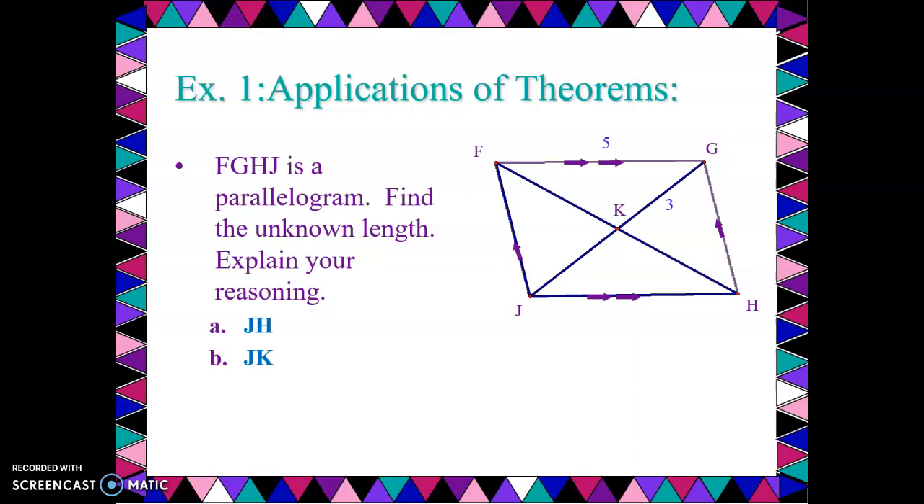Do you see a law that you just wrote on your note template that you could apply in each of these questions, A and B? Write down your answer. What do you think GH is and why? Notice it says explain your reasoning. And then write down, please, what you think JK is. And again, explain your reasoning.